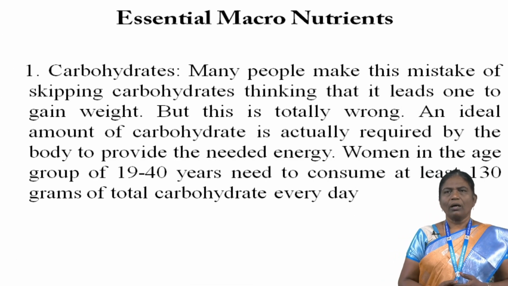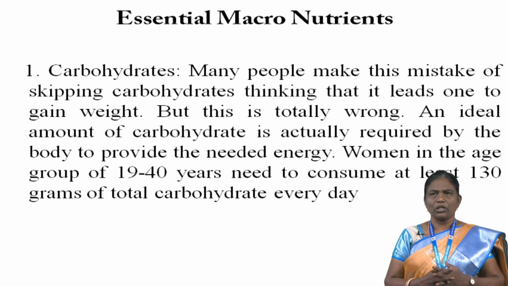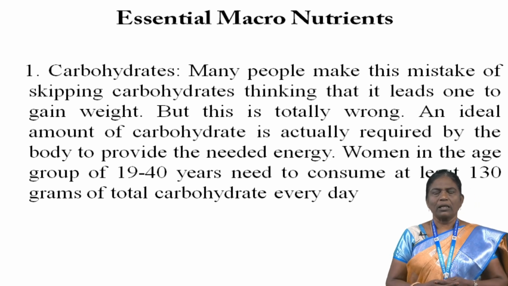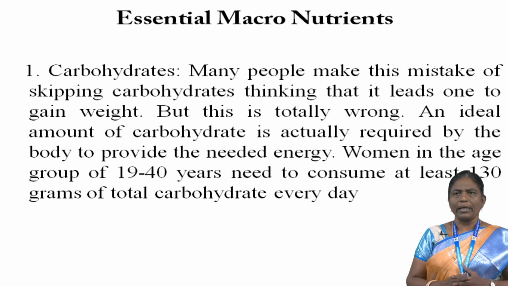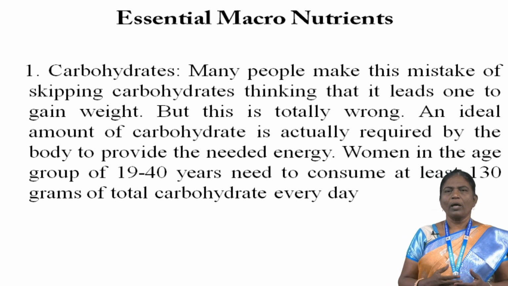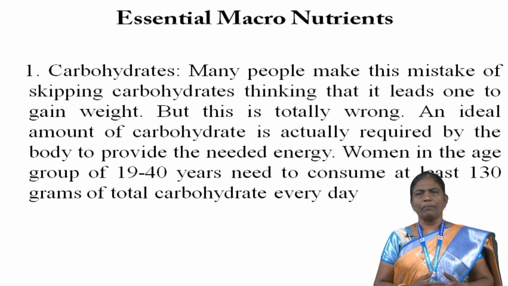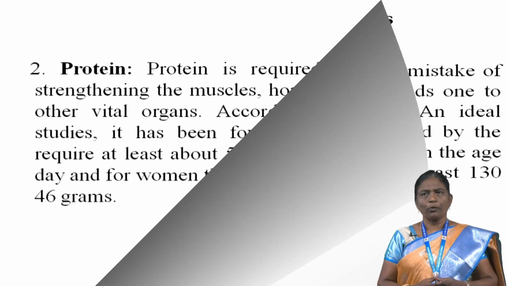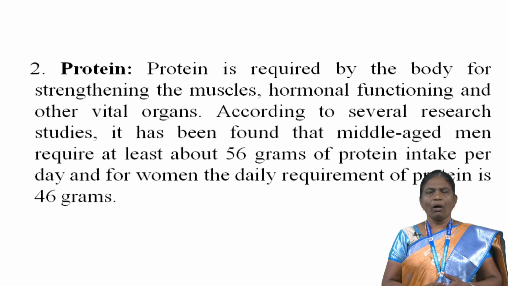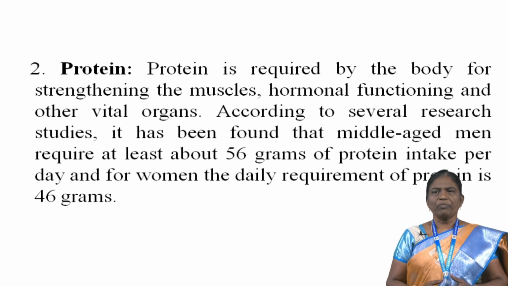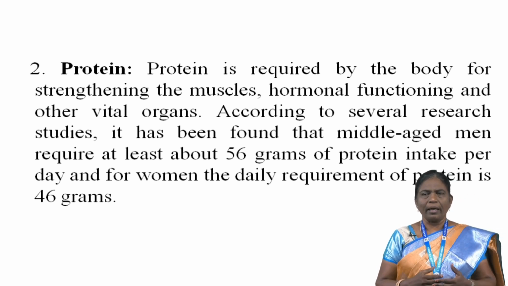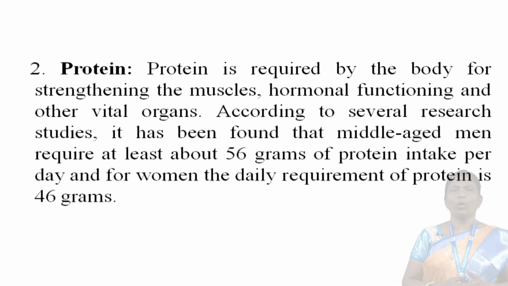Essential macronutrients. First, carbohydrates. Many people make this mistake of skipping carbohydrates thinking that it leads to gain weight. But this is totally wrong. An ideal amount of carbohydrate is actually required by the body to provide the needed energy. Women in the age group of 19 to 40 years need to consume at least 130 grams of total carbohydrate every day. Protein. It is required by the body for strengthening the muscles, hormonal functioning and other vital organs. According to several research studies, it has been found that middle-aged men require at least about 56 grams of protein intake per day, and for women, the daily requirement of protein is 46 grams.